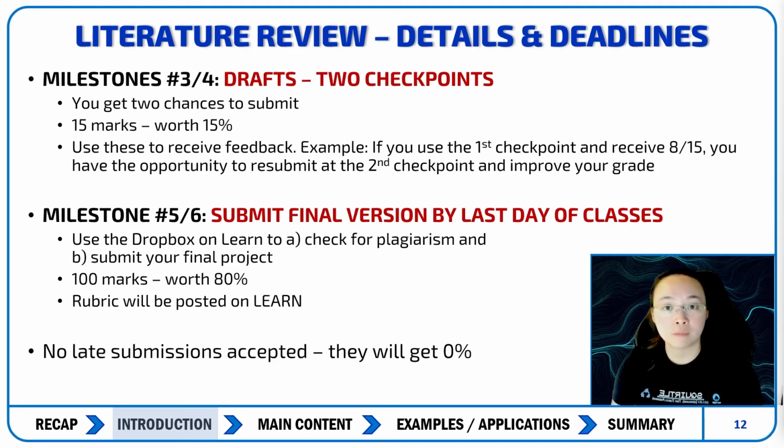And after you've confirmed that in milestone number 5, you can go ahead and submit your final project in milestone number 6. So that final project and the final submission is worth 100 marks and worth 80% of your final project grade. So the rubric is going to be posted on Learn so that you know how I'm going to be marking the final lit review project. And so do take a look at that before you submit the final draft, just so that you can make sure that everything that I'm looking for is included.